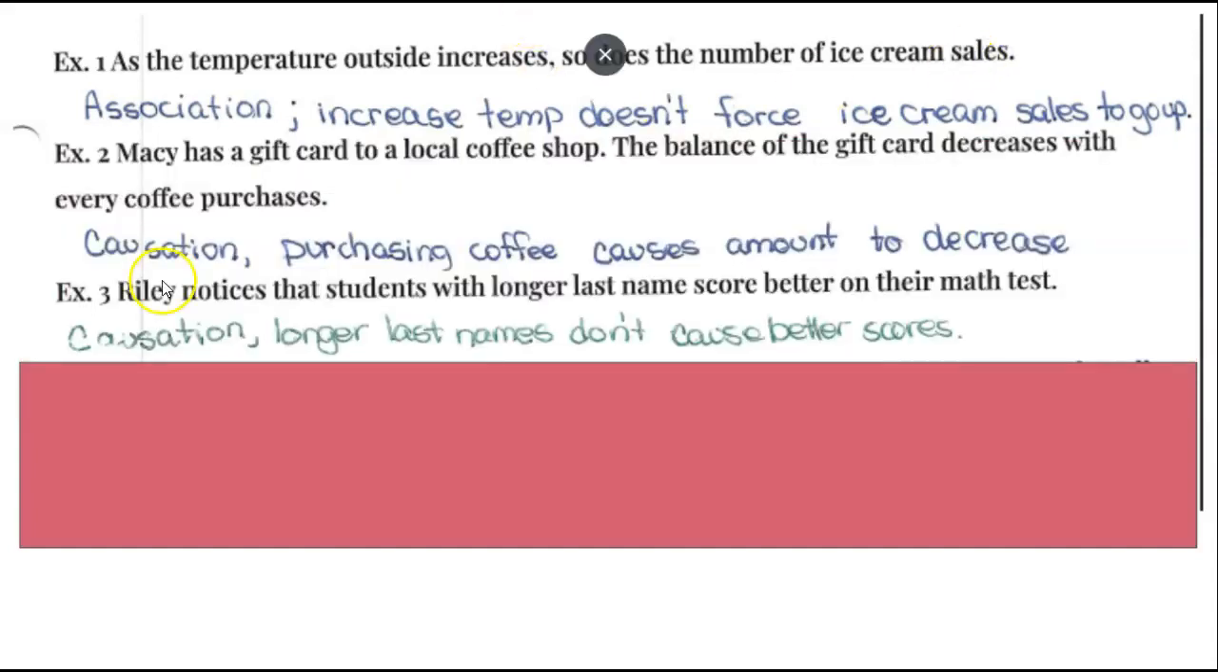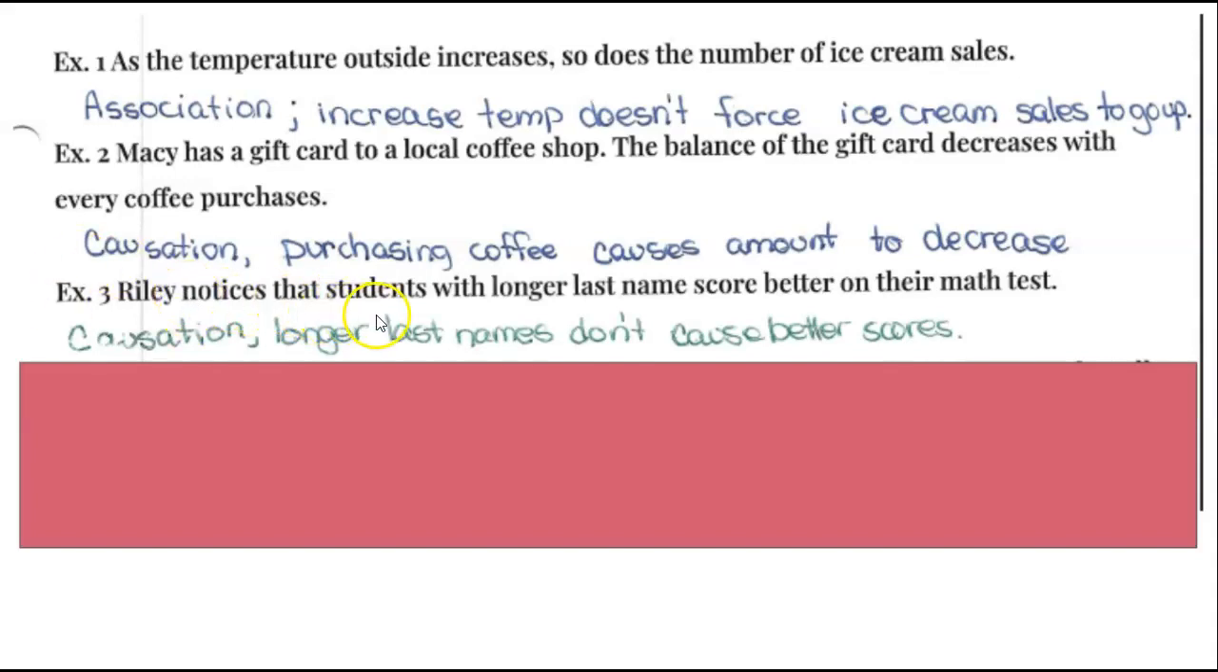Okay, here's a couple more. Macy has a gift card at a local coffee shop. The balance on the card decreases, so the money goes away as she purchases coffee. Well, that's causation because she has to pay for the coffee. So the purchase causes the amount to decrease. And you've got to be able to tell why it's causation. You can't just say, oh, I think it is. You've got to be able to explain why you pick what you pick.